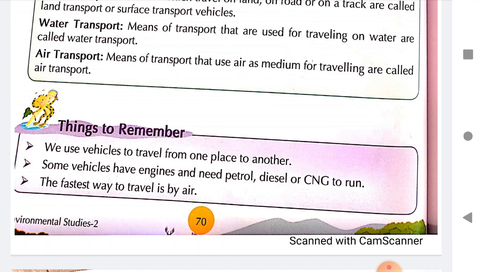There are many cars which run on diesel. There are many cars which run on petrol. Most of the public transport like auto rickshaw and buses, especially in metropolitan cities, run on CNG, compressed natural gas, because it creates no pollution. It is environment friendly, and the fastest way to travel is by air. Aeroplane is the fastest means of transport. मतलब सबसे तेज जो means of transport है, that is air.